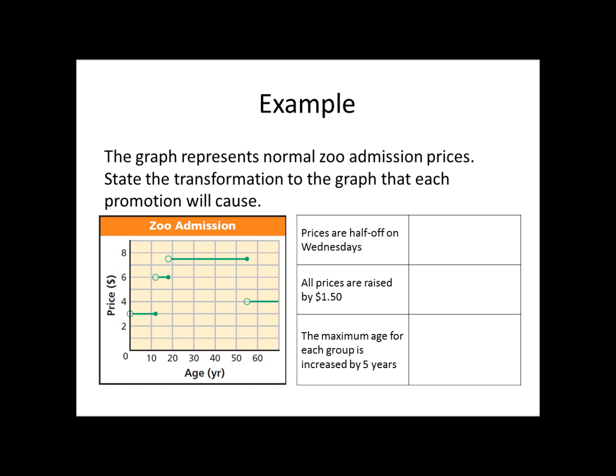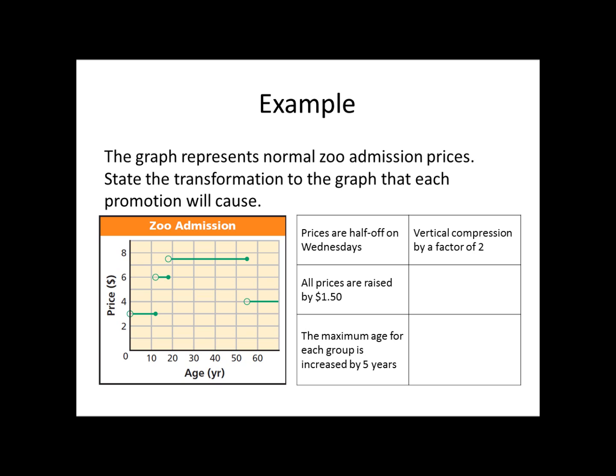Our first promotion is that prices are half off on Wednesday. So that means that everybody, no matter what their age, would pay half of what they normally would. So what kind of transformation is that going to be? Well, that's a vertical compression by a factor of 2. Another way of saying that is a vertical compression by a factor of 1/2. As long as you make sure you use that word compression, whether you use the fraction form or the whole number form, doesn't really matter.